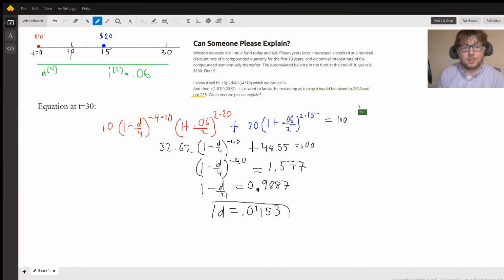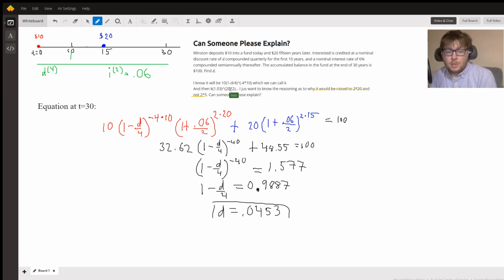Okay, so we have this nice problem involving two cash flows, and there seems to be some confusion about what's going on in the exponents of the growth factor. In particular, there's an issue of why is it raised to the 2 times 20 as opposed to 2 times 5. So we're going to go through this problem.